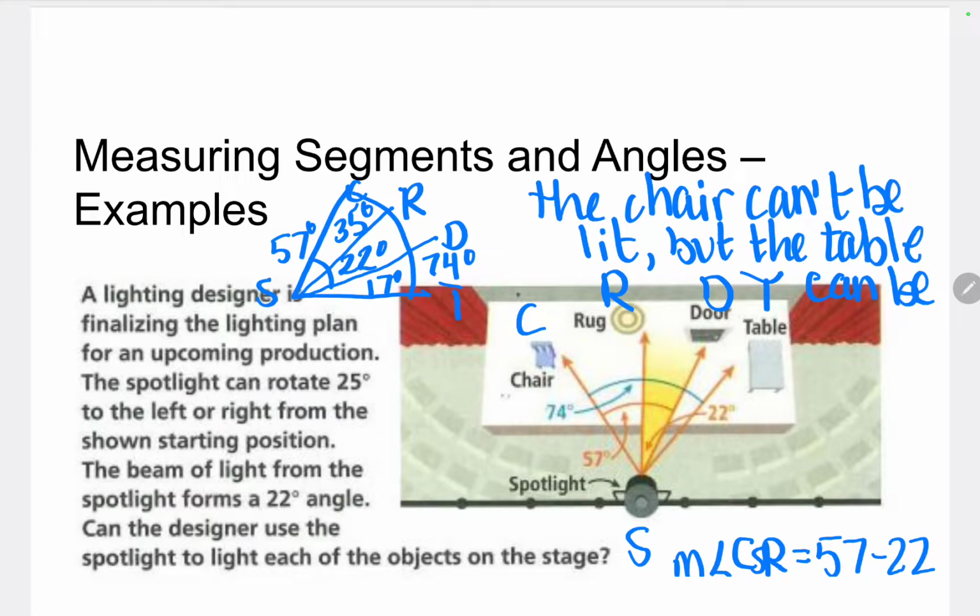So those are our two possibilities here. We have one situation where if you needed to light the chair, the spotlight would need to be repositioned if you wanted to light the table. The table is going to be all set.